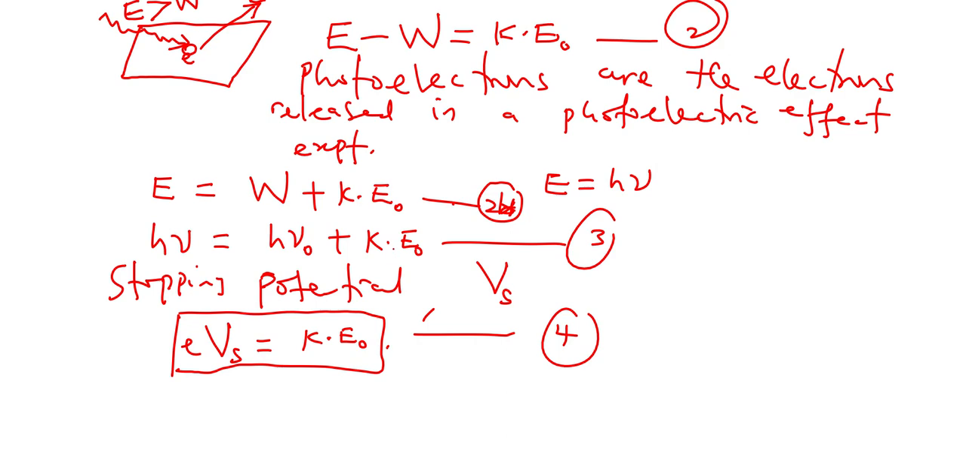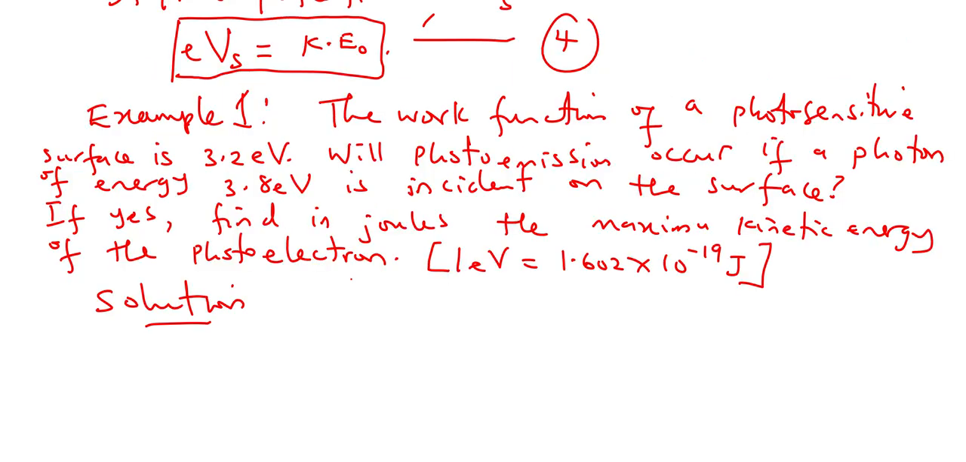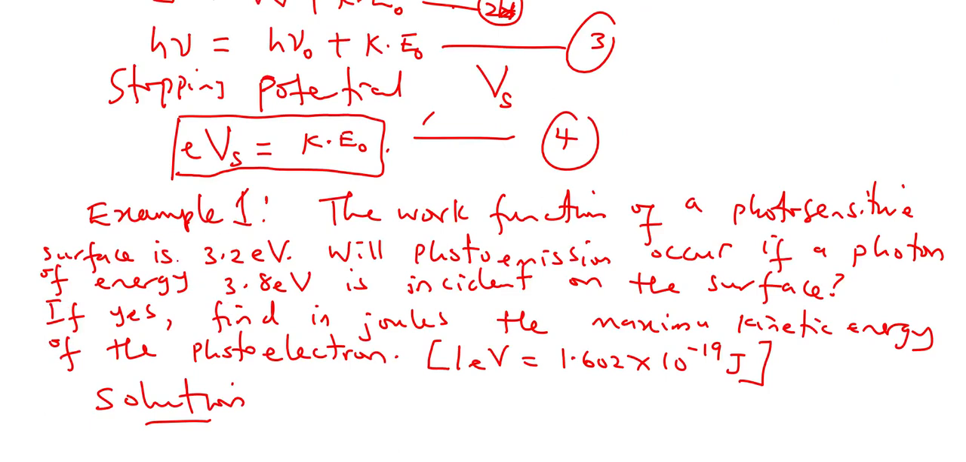Alright, so let's take this example. The work function of a photosensitive surface is 3.2 electron volts. Will photo emission occur if a photon of energy 3.8 electron volts is incident on the surface? So that's the first part of the question. Are we going to have electrons liberated if the work function of the surface is 3.2?